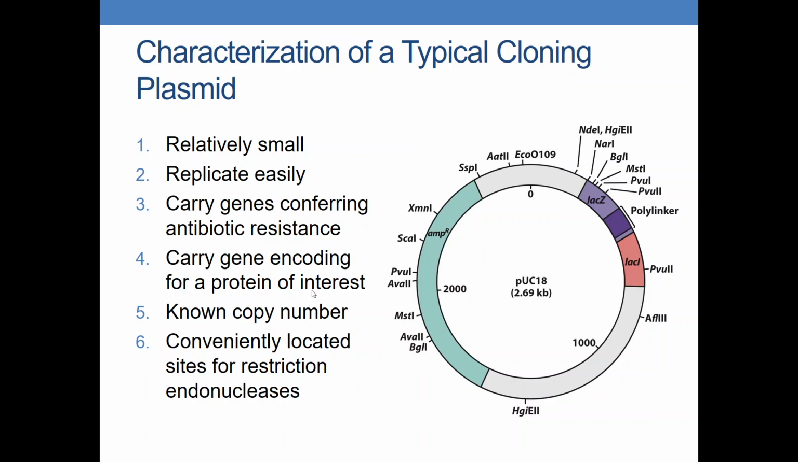Okay, so the fourth point here, the vector should be compatible with the carrying of a gene encoding for a protein of interest. Usually you are going to use a cloning plasmid to produce a protein of interest downstream. So that is exactly what you're using this for in most cases. So you'll notice you've got some stuff over here. Here you actually have what is referred to as the lac operon, and we won't talk a whole lot about that here, but in the middle of this is something referred to as a polylinker.